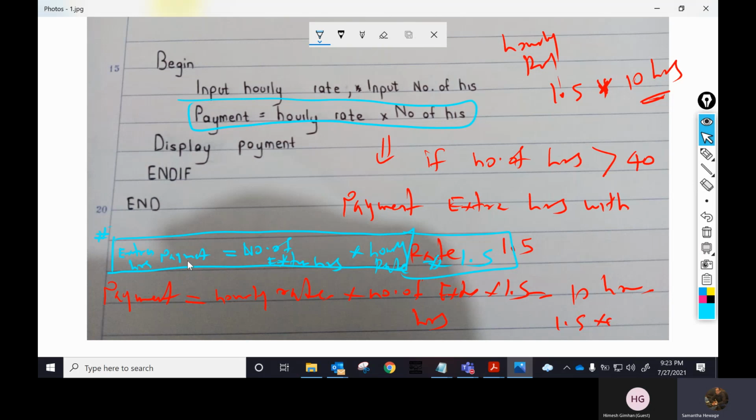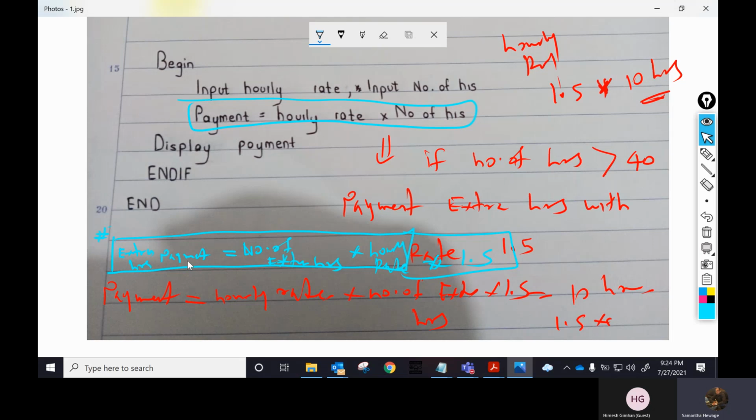I am working 50 hours. Sir, 10 into 1.5. No, why this 10? Sir, because of the extra hours. Okay, 10 into 1.5, is that all? It doesn't work out if you just apply 1.5 to the 10 hours. What are you increasing? I am working 50 hours. So remember, I am working 50 hours. How do you calculate my payment?